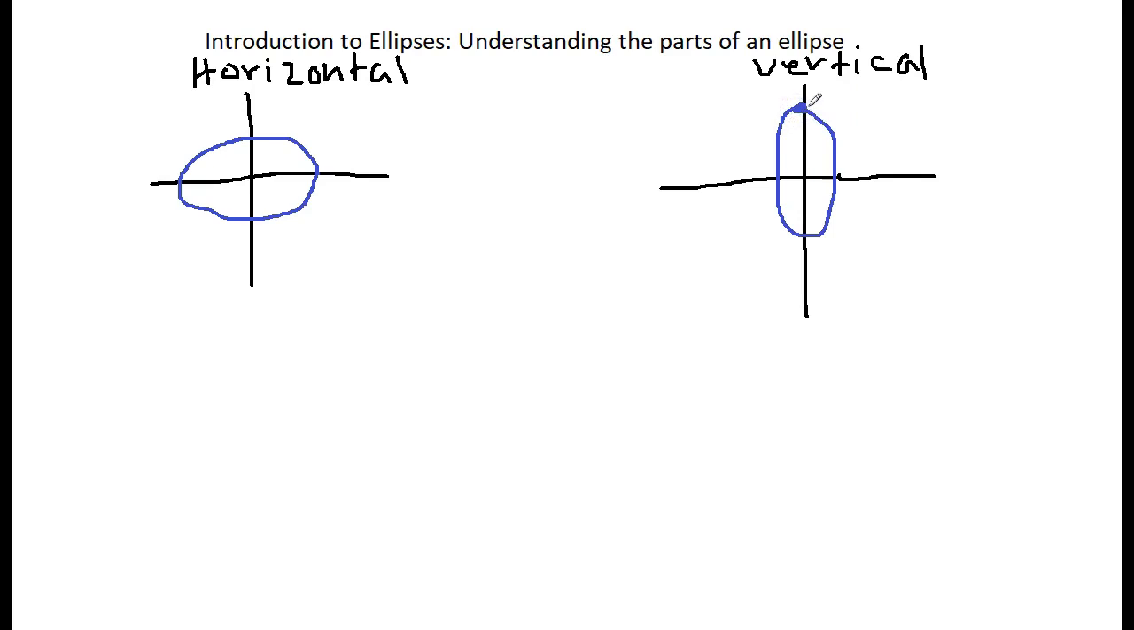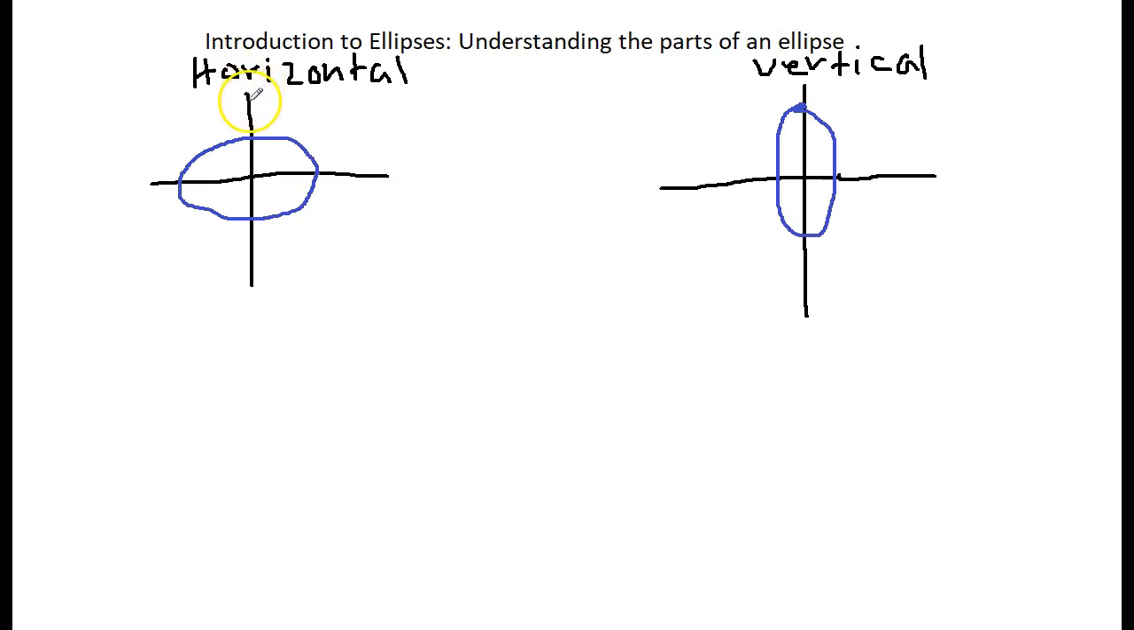Alright. Now, some people will call an ellipse an oval shape. It's basically the same type of thing. Alright, what's the difference with horizontal and vertical? Well, you notice it's longer horizontally, the horizontal. The vertical ellipse is longer vertically. Okay, the longer axis is called your major axis. So, for this one, the major axis is horizontal.